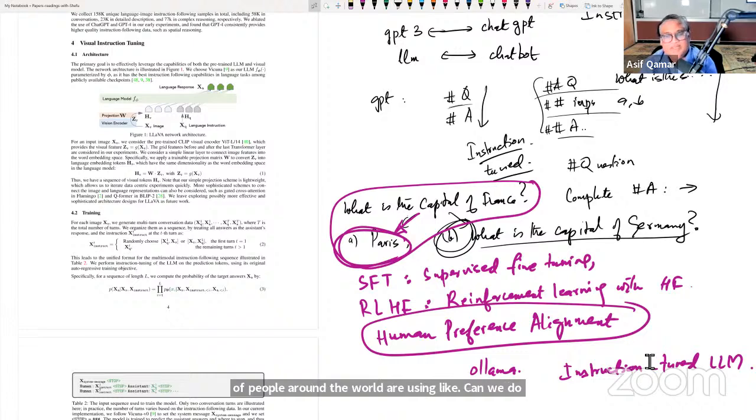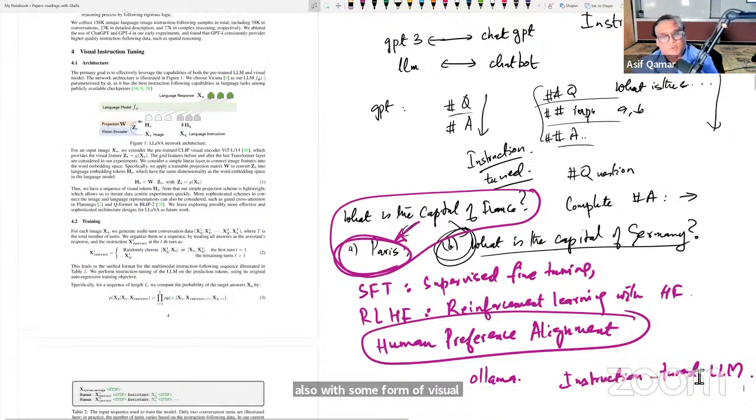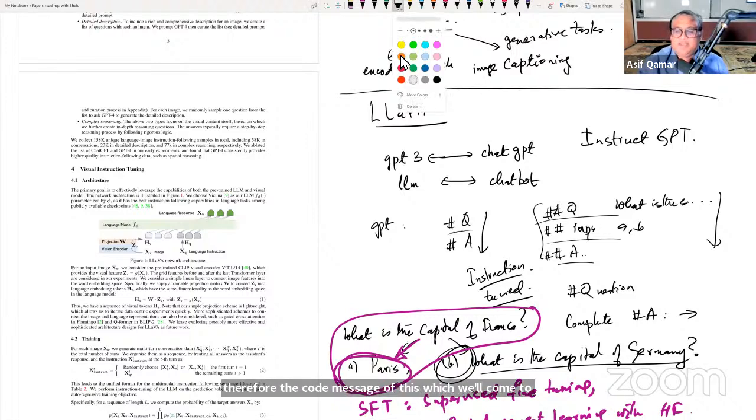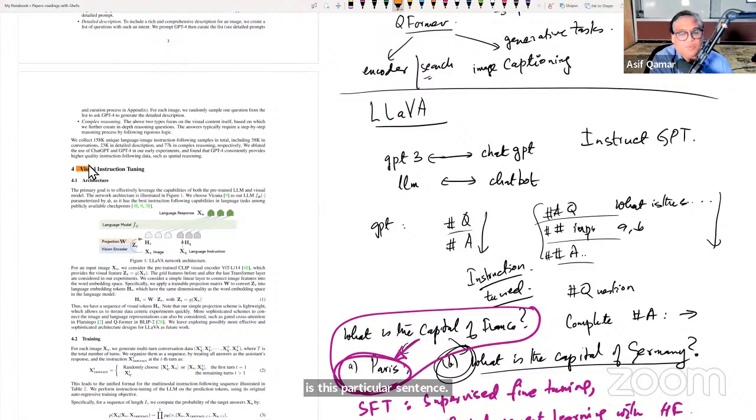Can we, in a way, smarten up the visual language domain also with some form of visual instruction tuning? Therefore, the core message of this paper, which we'll come to, is this particular sentence. It is saying, let us do what InstructGPT did to the text domain and apply it to the visual domain. Let's do visual instruction tuning. But how do we do that? That is the question.